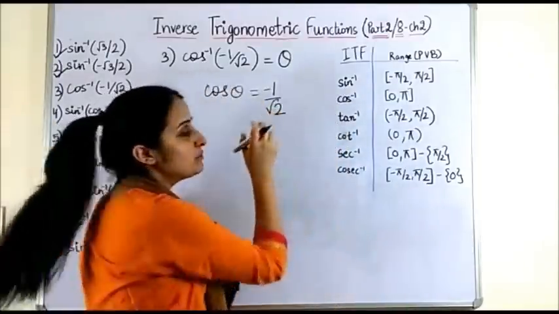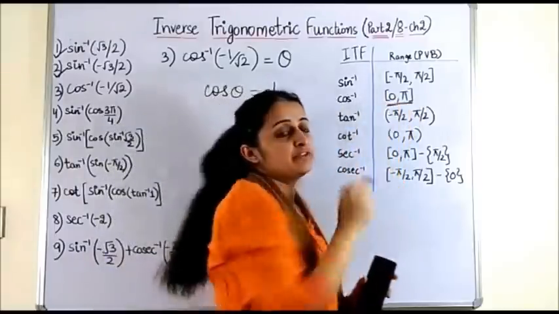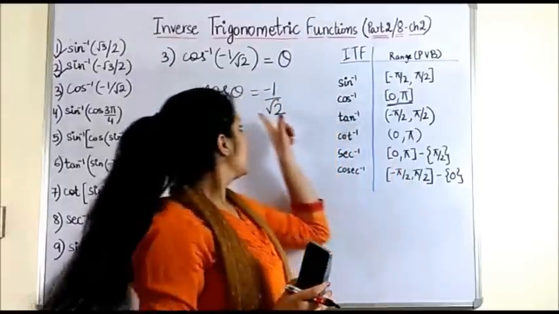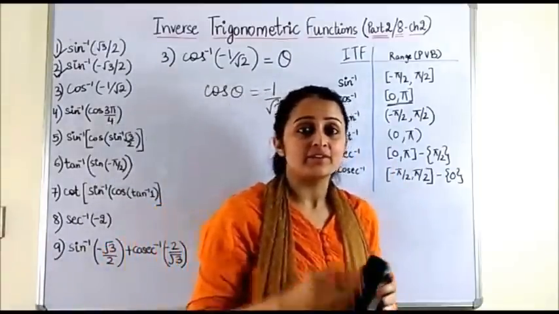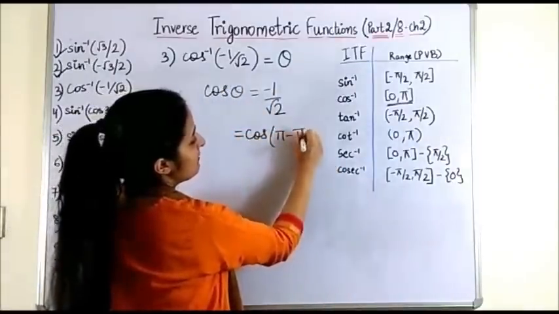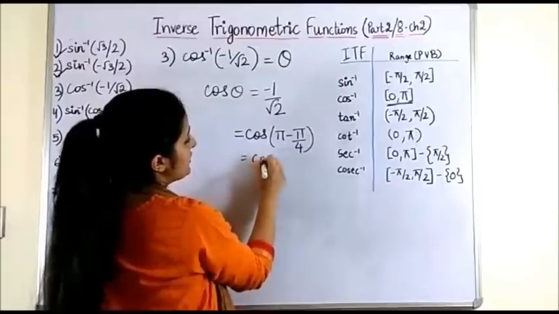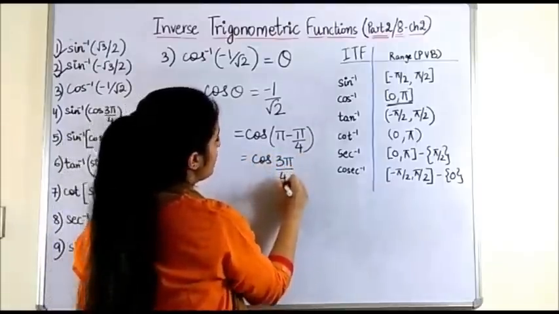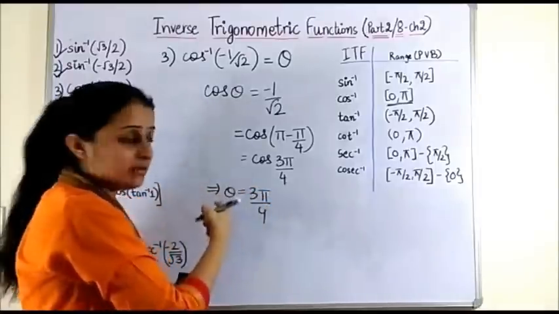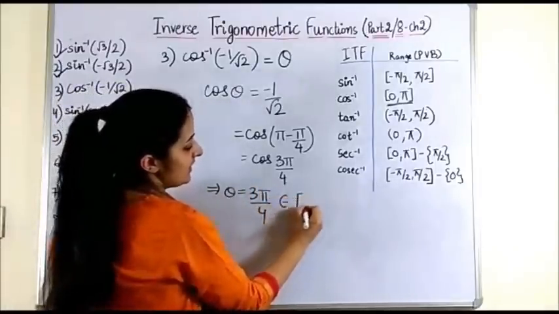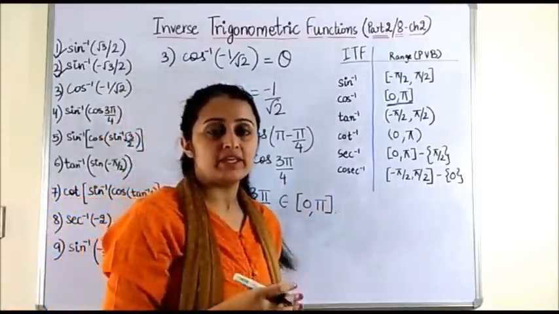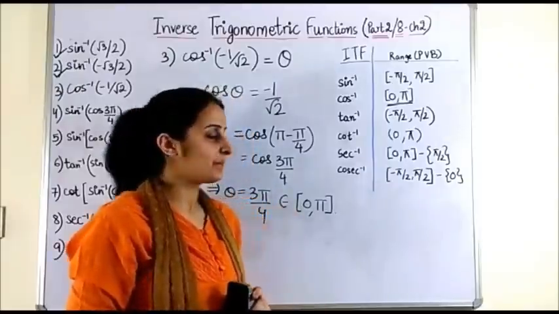So that means we have to bring it to first or the second quadrant. We all know the cos function is negative in the second quadrant. So this could be written as cos of pi minus pi by 4, which gives us the answer cos 3 pi by 4. So this implies theta is 3 pi by 4, which once again satisfies the condition of being in the principal value branch.